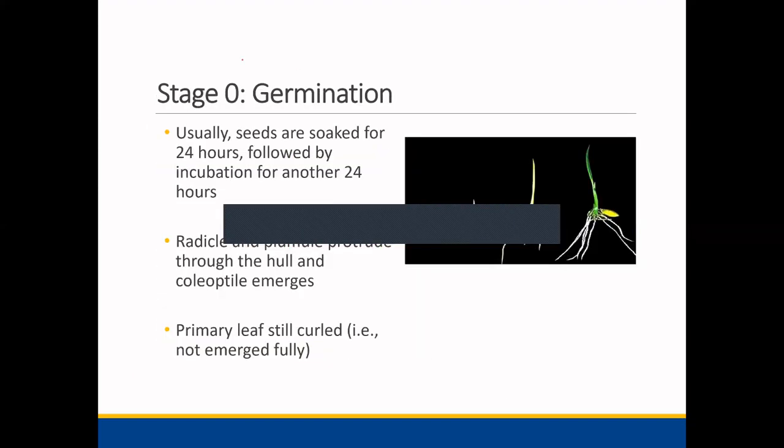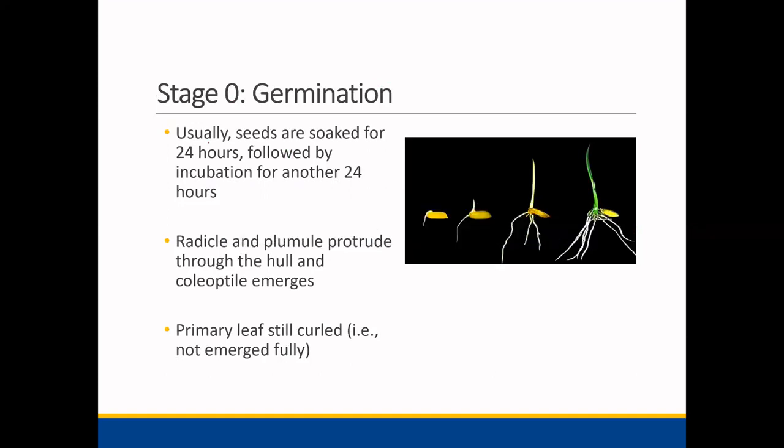So this is stage 0, germination. Before we sow the seeds, usually we soak the seeds for one day, that's 24 hours, and then we also incubate for another 24 hours. That's the usual practice to speed up the germination, or if you want to break the dormancy. And then the radicle and plumule appear during this stage, during germination. The radicle is the small part that makes the root portion.